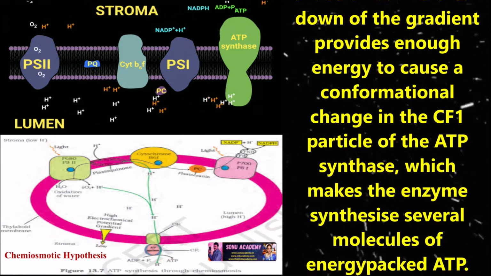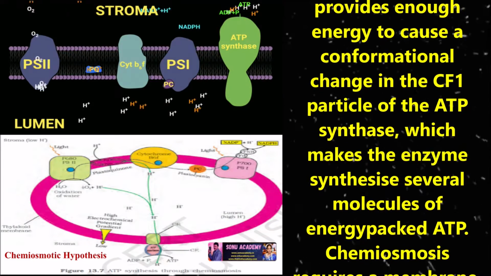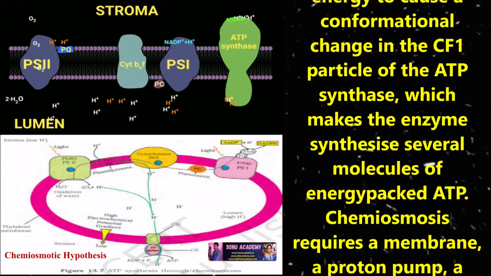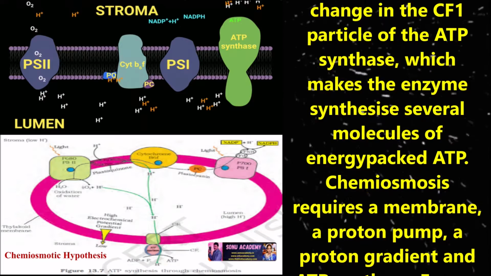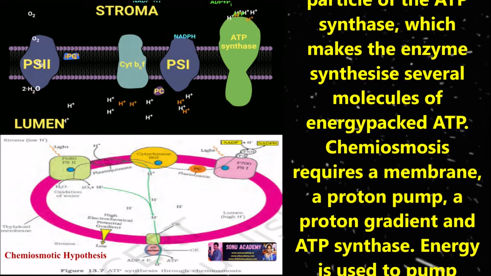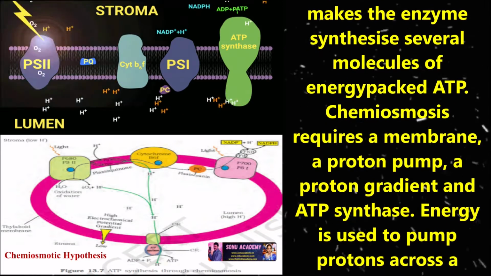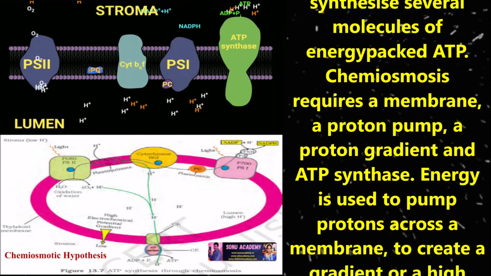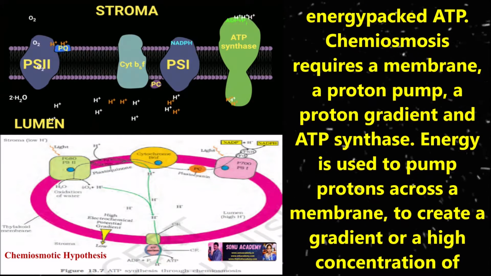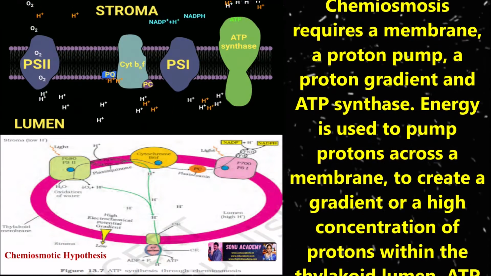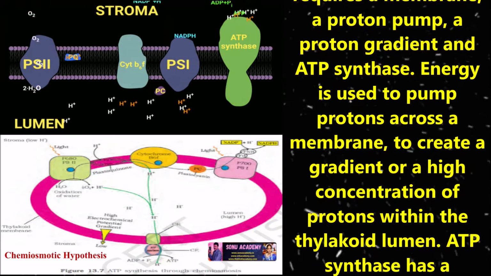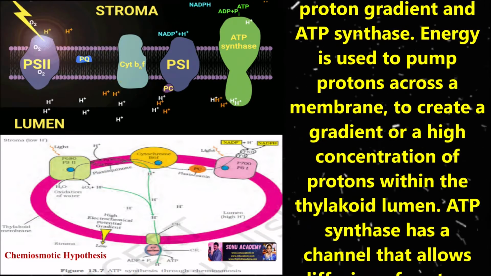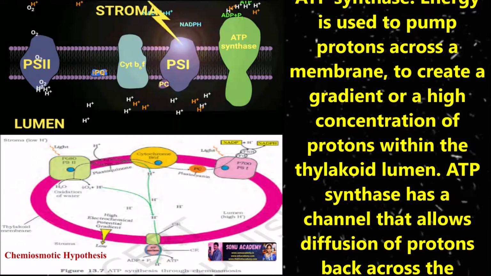The breakdown of the gradient provides enough energy to cause a conformational change in the CF1 particle of ATP synthase, which makes the enzyme synthesize several molecules of energy-packed ATP. Chemiosmosis requires a membrane, a proton pump or a proton gradient, and ATP synthase.